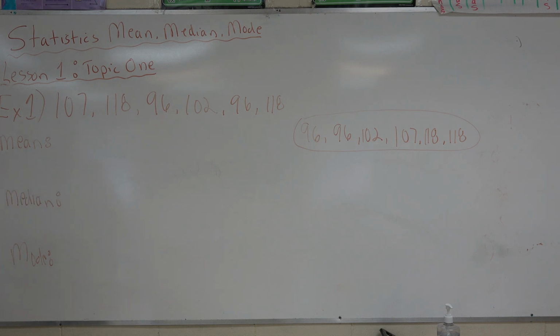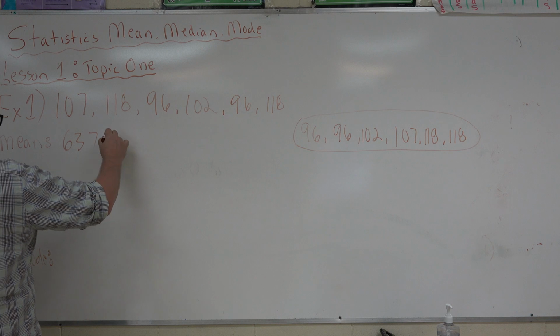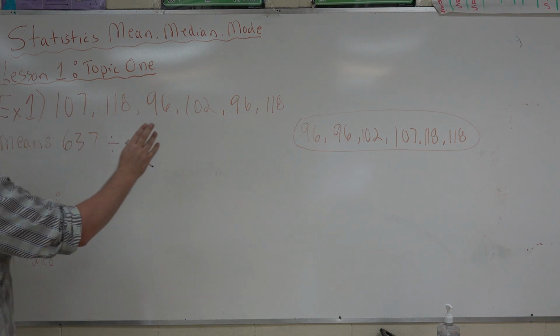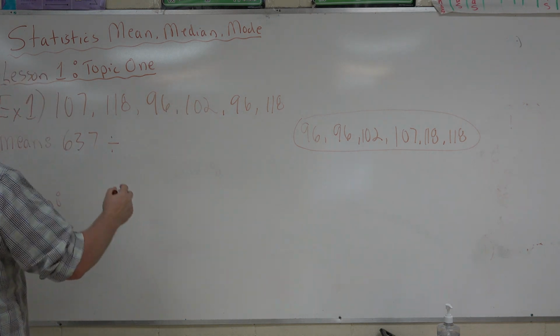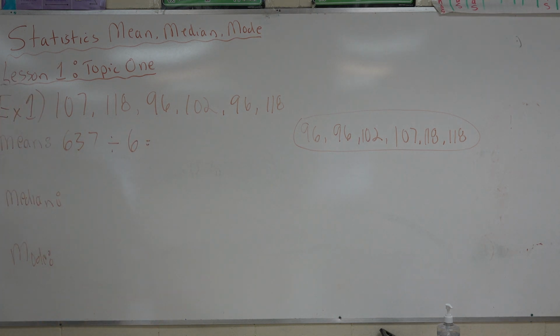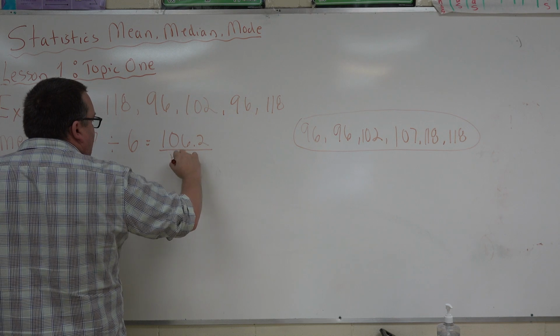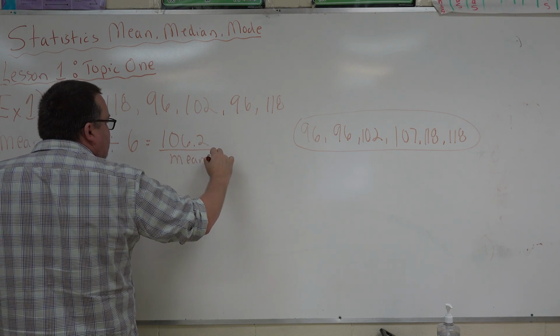So mean. What we do is we add up all the numbers. 96 plus 96 plus 102 plus 107 plus 118 plus 118. That would give us a big, large number of 637. Now we're going to have to divide that by 1, 2, 3, 4, 5, 6 pieces in your data set. And that will give you 106.2. And that is your mean. Another easy way of saying that is it's basically your average.